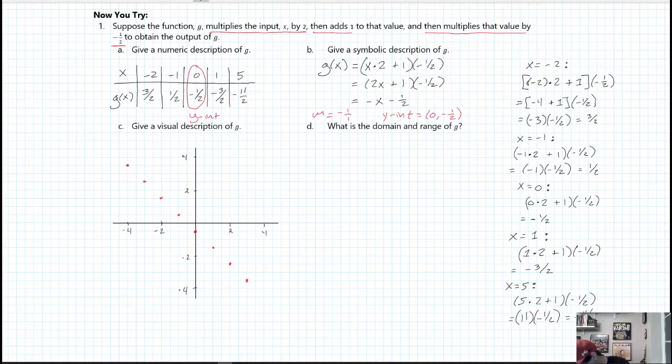And I'm just going to double check, do we have the points from the table on here? If I go to negative 2, 3/2, that looks like it's right here. Kind of nice to just show those. And negative 1, 1/2 is there. Here's that 0, negative 1/2. And then 1, negative 3/2 is here. And then 5, negative 11/2. That looks like it's going to be down here. So a little out of the way. We can plot it if we want. And then we draw our line through these points.